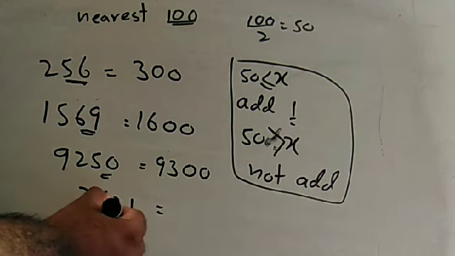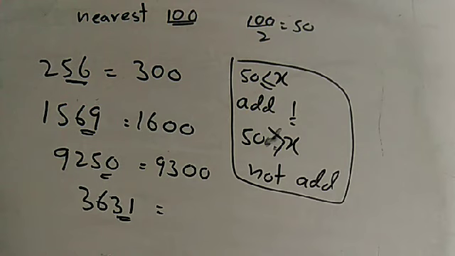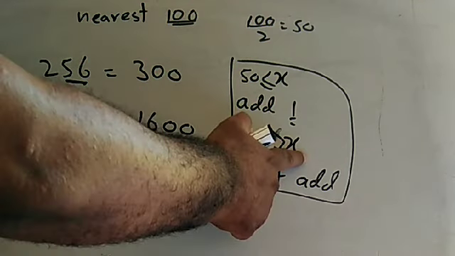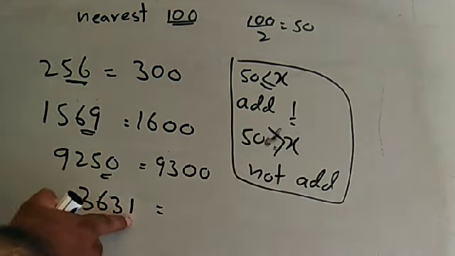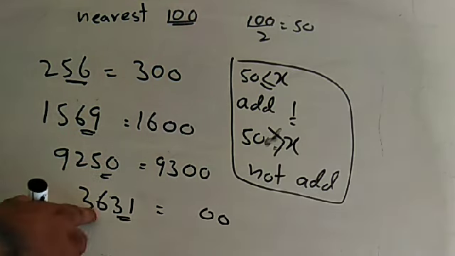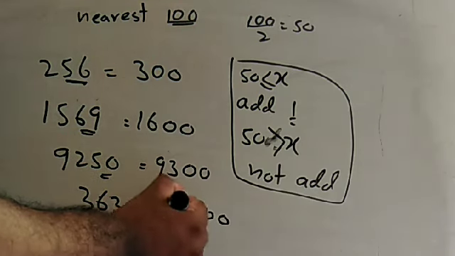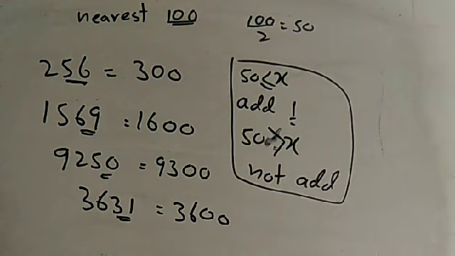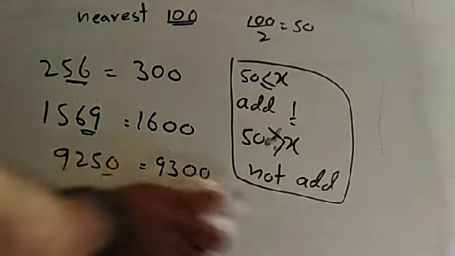3631. The last two digits are 31. 31 is below 50. When below 50, add double zero and do not add 1 to 36. Same 36. Understand? This is the short method.